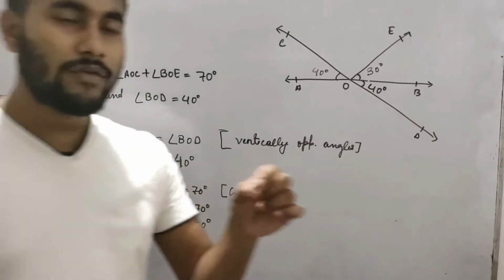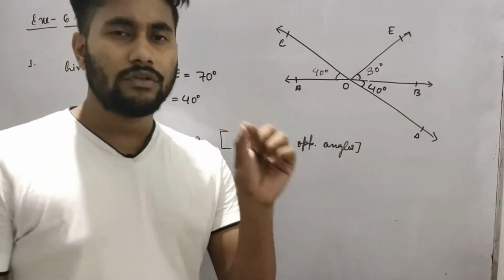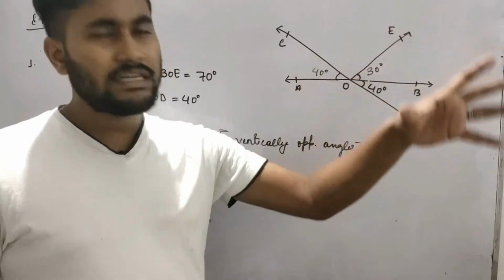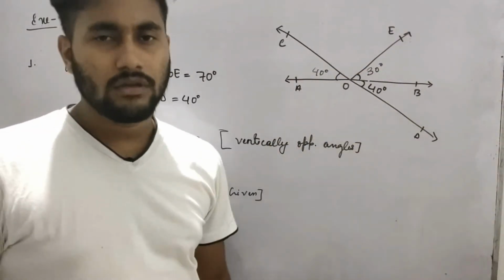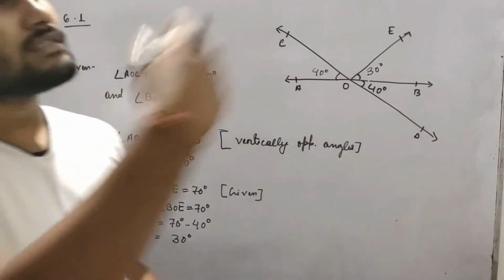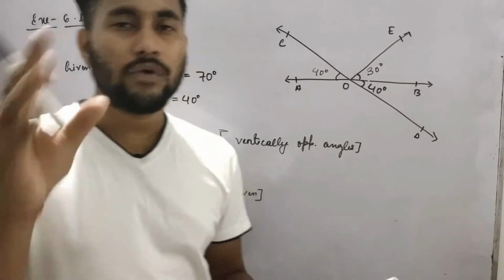At first we have to find reflex angle COE. Yesterday I gave the formula for reflex angles. How do we find the reflex part? Simply 360 degrees minus that angle. What angle was that? Reflex of angle COE.